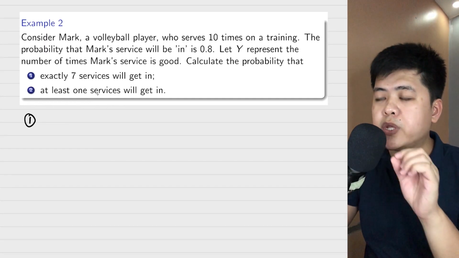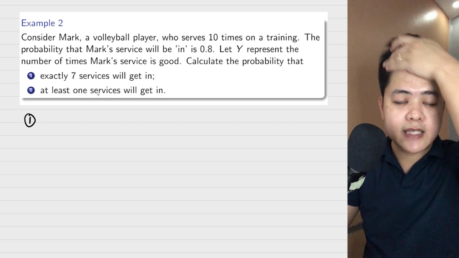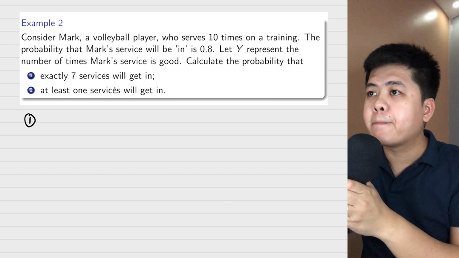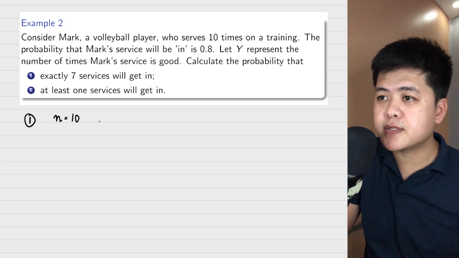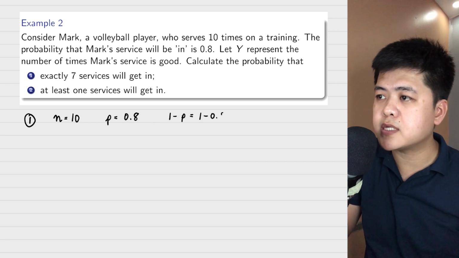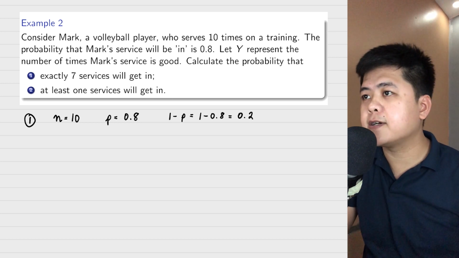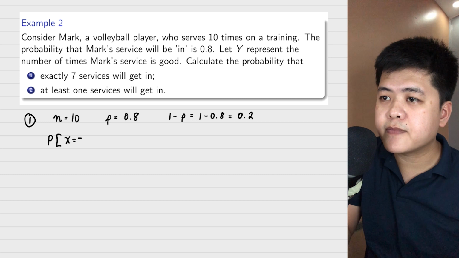For number 1, we need to compute exactly 7 services will get in. Probability of getting exactly 7 services will get in. So we have n equals 10. Your probability of success, that is getting the ball inside, p, that is 0.8. So we also know the 1 minus p, which is 1 minus 0.8, which is 0.2. And we are interested with probability of getting exactly 7.